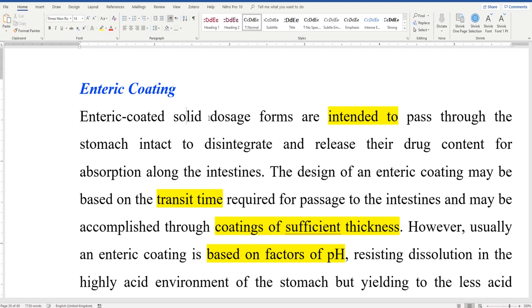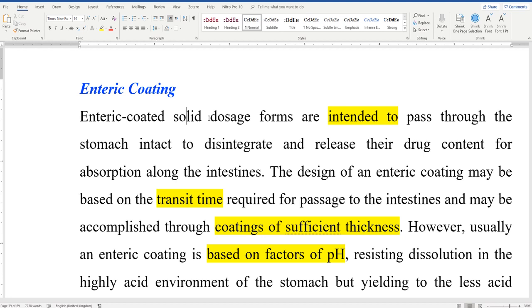If we use a polymer that is enteric in nature, its function is enteric, then we call it enteric coating. Okay, how do we do the enteric coating? In the same way as film coating, but the polymer that we use is a special polymer. Now number 2. The material that we add for enteric coating is either transit time dependent or pH dependent. We can classify the material that we add for enteric coating as transit time dependent or pH dependent.